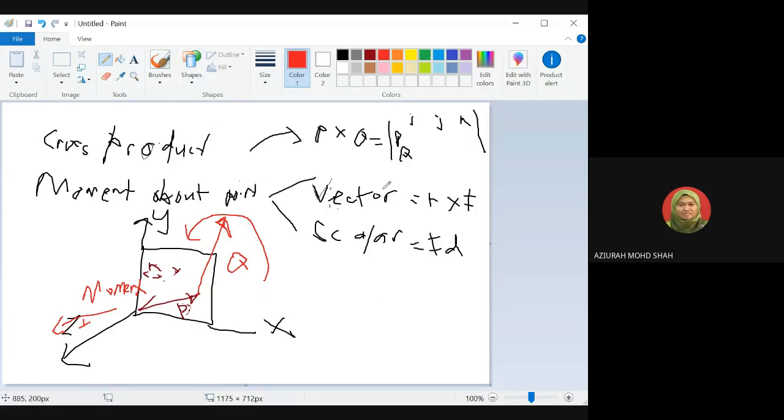Okay, now for last week, this is what you have learned. For vector we have R, the position vector, times the force. For scalar we just convert it: force times D, and the angle between D and the force should be 90. This is moment. This is scalar. Alright, and then we also have Varignon's theorem. What is Varignon's theorem? Do you remember?